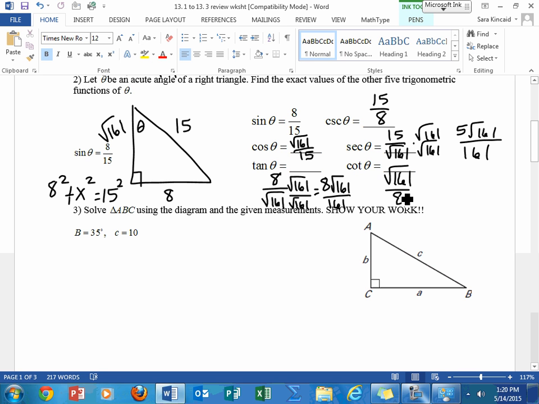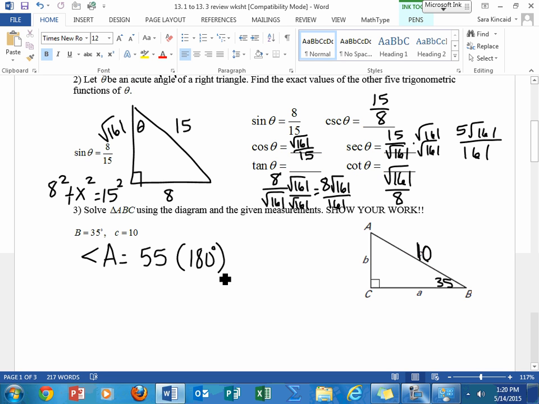All right, now number 3 says we need to solve the triangle. Number 3 is asking you to find every single piece that's missing. So what we know already is angle B is 35, and side c, with the little c, is 10. And we need to find everything else. Well, the first thing I should find is that missing angle up there. Angle A has to be 55 degrees, and that's because there are 180 degrees in a triangle.